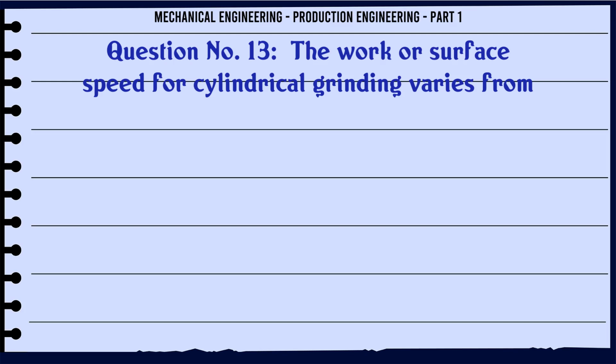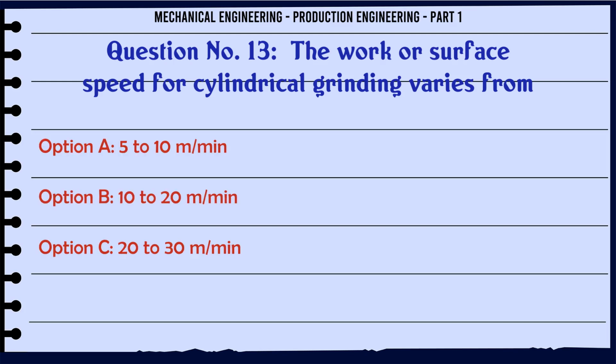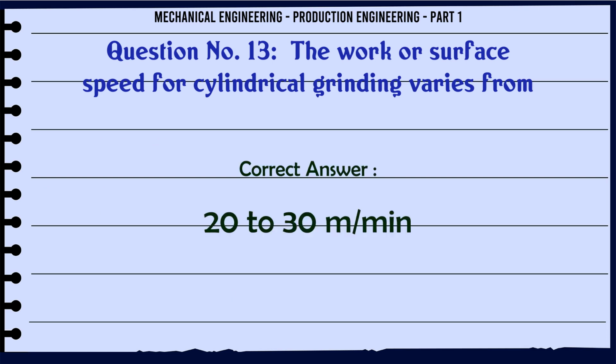The work or surface speed for cylindrical grinding varies from A. 5 to 10 m/min. B. 10 to 20 m/min. C. 20 to 30 m/min. D. 40 to 60 m/min. The correct answer is 20 to 30 m/min.